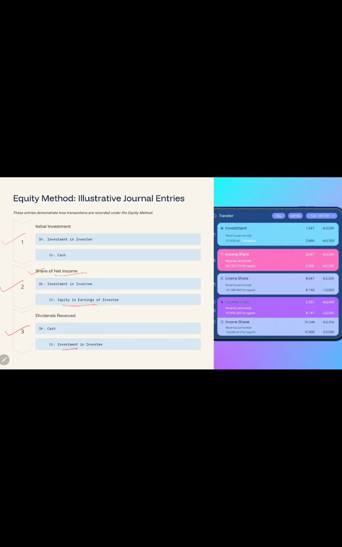Okay, here there is one more entry which I have already shown you, where for earnings in equity, debit to investment, and this entry is for amortization of goodwill or depreciation. Okay, so this is the fourth entry.